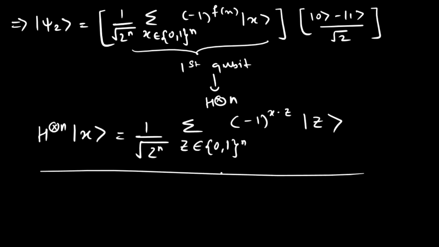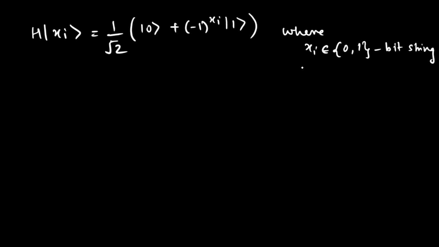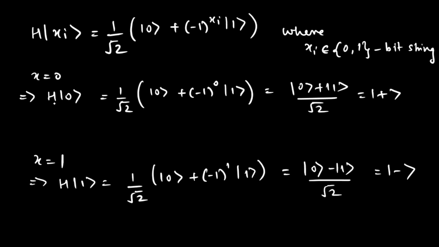So now let's stop thinking about our problem and let's try to evaluate this particular operation for a while. In order to derive this expression, we have H operating on the xi state, where xi is a bit string of 0 and 1 values. This is equal to 1 by root 2 (0 plus minus 1 raised to xi into 1). We can check this condition for x equal to 0 and x equal to 1. For x equal to 0, H of 0 is 1 by root 2 (0 plus minus 1 raised to 0 into 1), which gives us our plus state. And similarly, when x is equal to 1, H of 1 gives us the minus state. So this proves the validity of this expression.